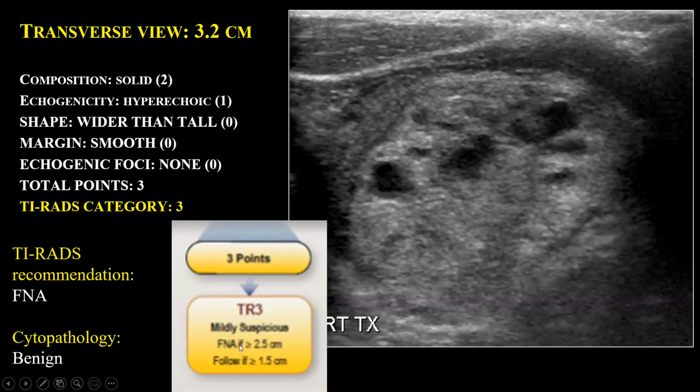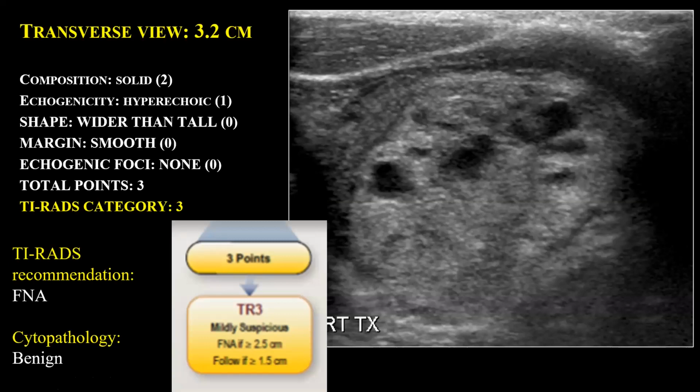The rule is if it's greater than or equal to 2.5 centimeters, then we'll do a fine needle aspiration, which is a definitive way to diagnose if something is benign or malignant. And if it's greater than or equal to 1.5, then we're going to follow. And remember what we said a couple slides ago, we followed in 1 year, then 3 years, and 5 years.